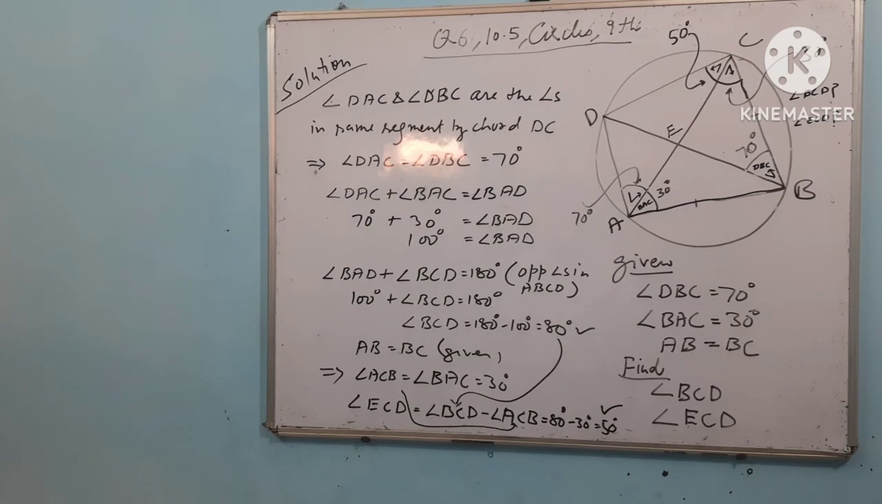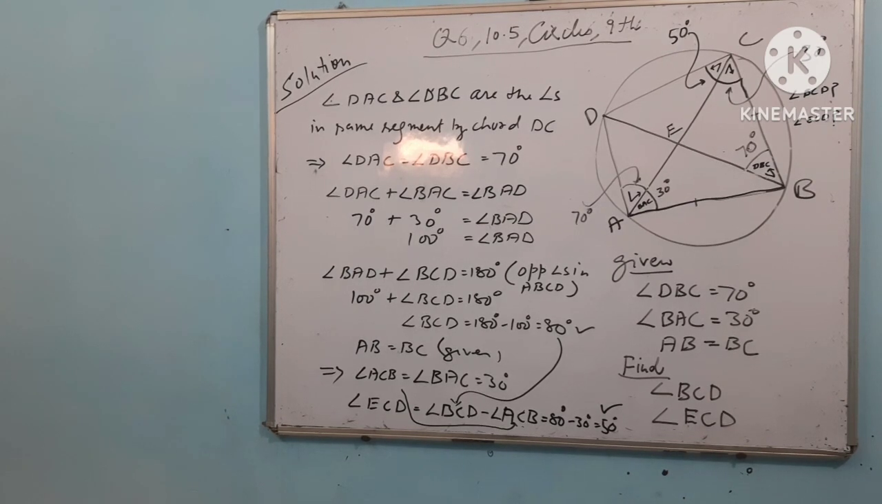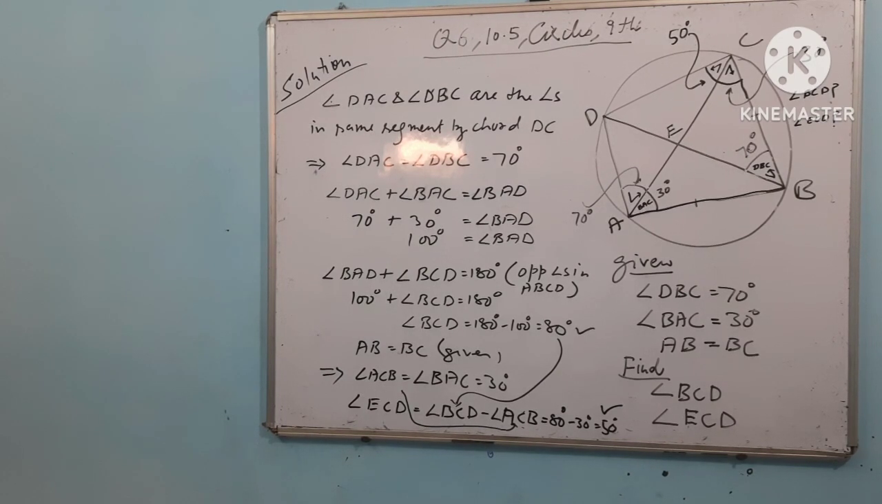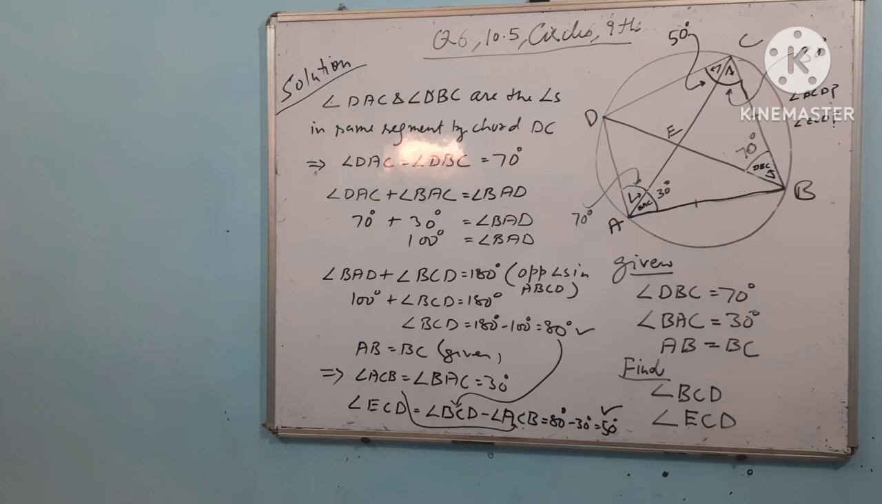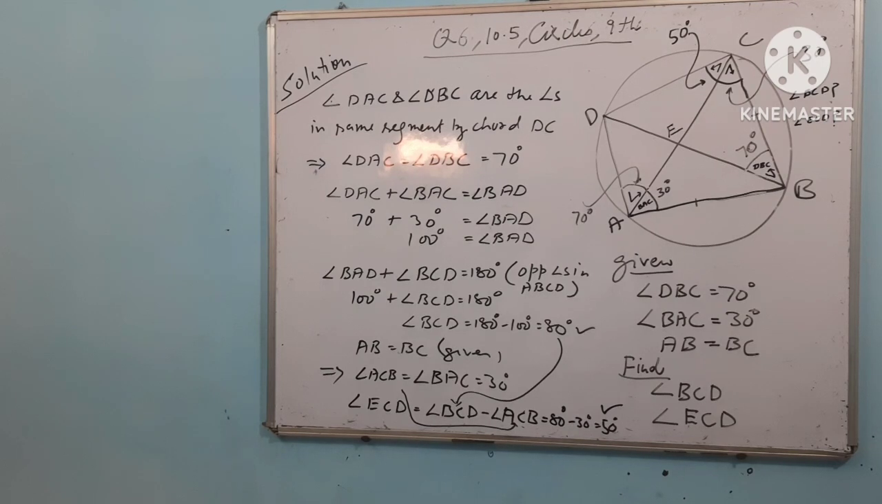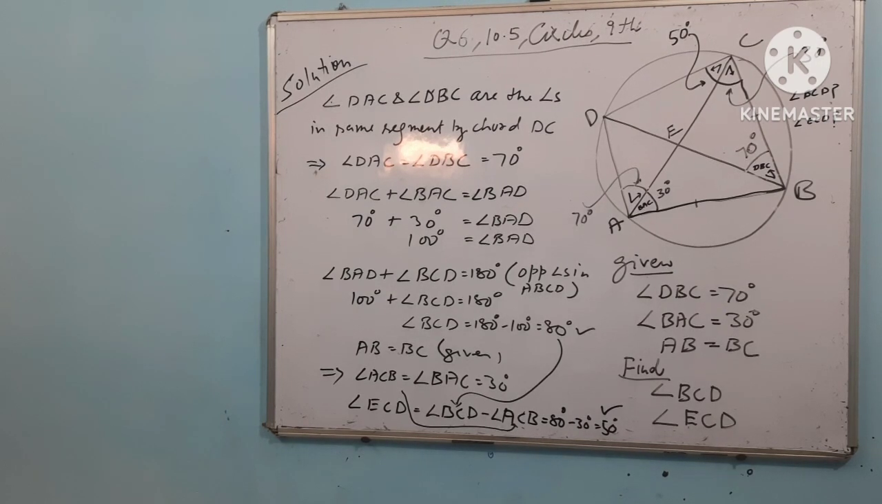Now, you can see that DAC we have found 70 degrees, and the angle BAC, which is given as 30 degrees, the sum of the two equal to 100 degrees makes an angle BAD.